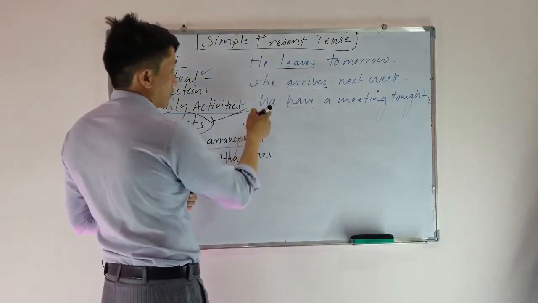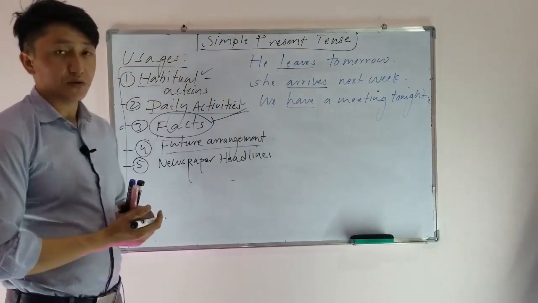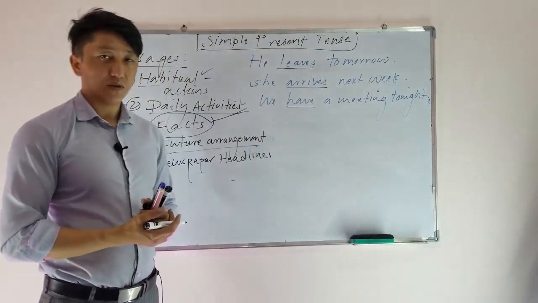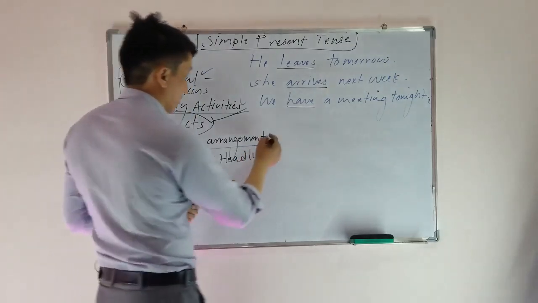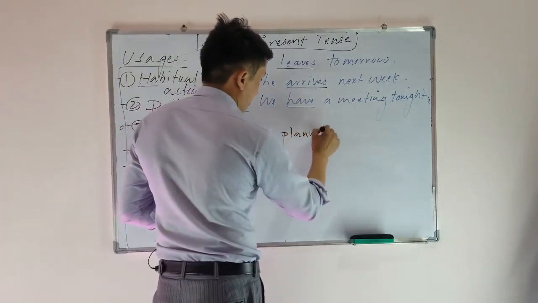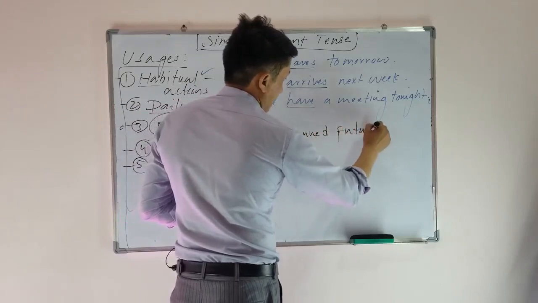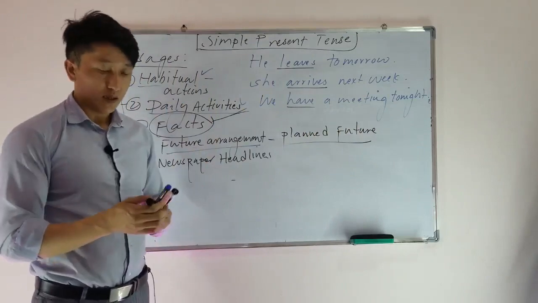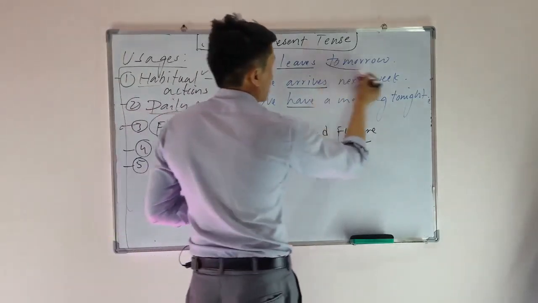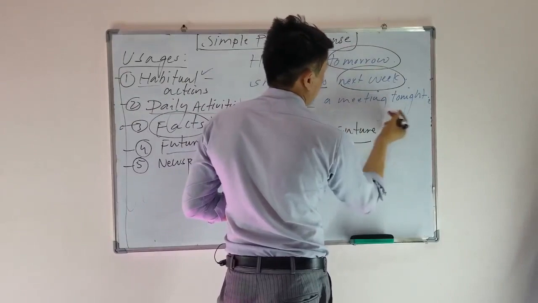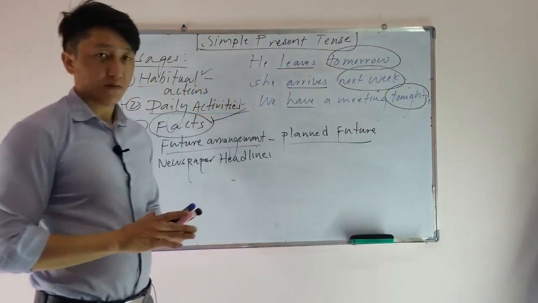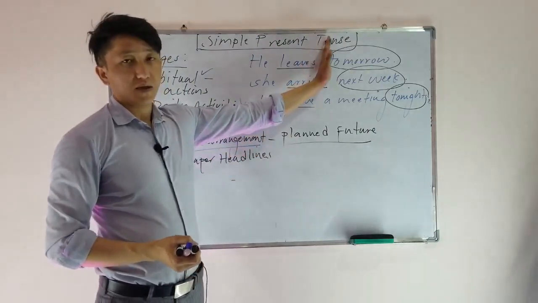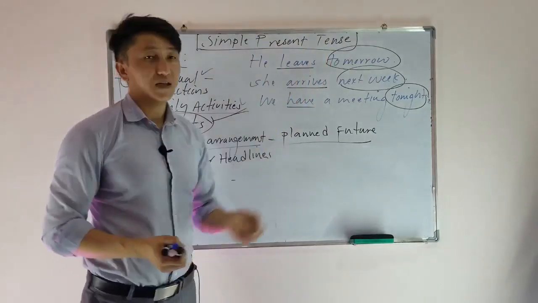But here, actually, these structures show future arrangement. If I say he leaves tomorrow, it is a planned future. When you plan something and it happens, we can call this planned future. For planned future, we can use what tense? Simple present tense. For example, he leaves tomorrow, and here it's very important to mention the future time expression. This is future time expression, and this is future time expression. So he leaves tomorrow. Now if I don't use it, he leaves, it's confusing. So that's why we have to say he leaves tomorrow.